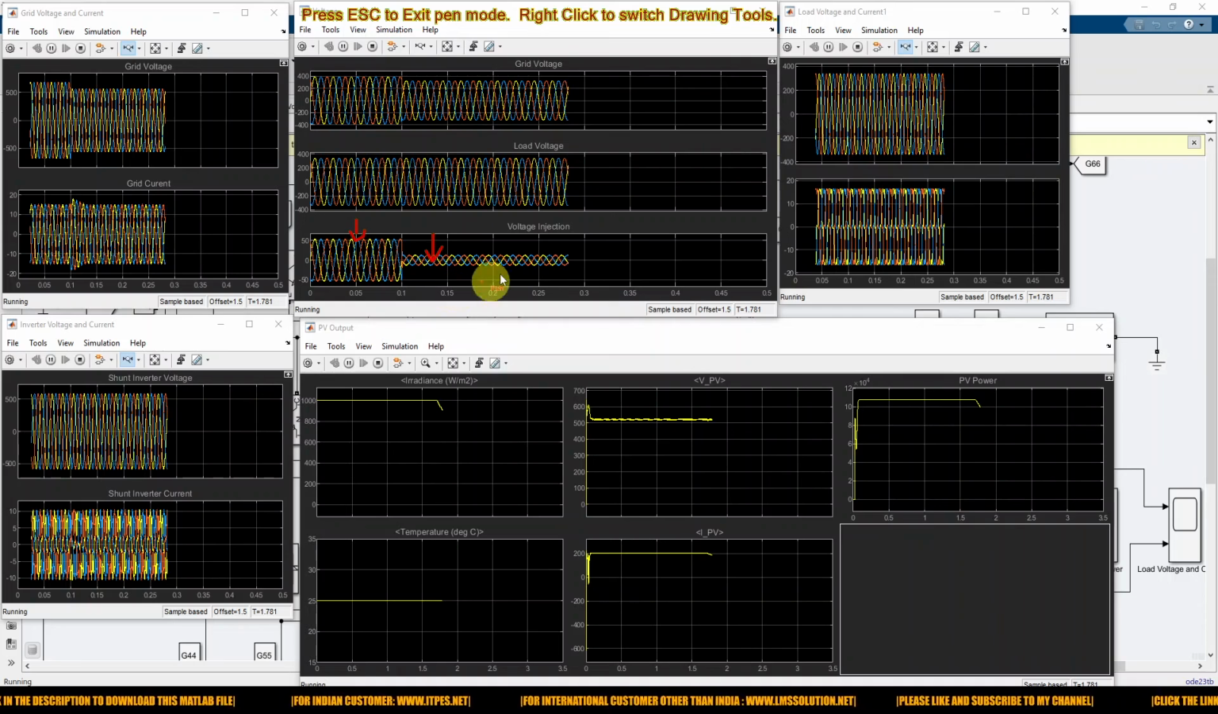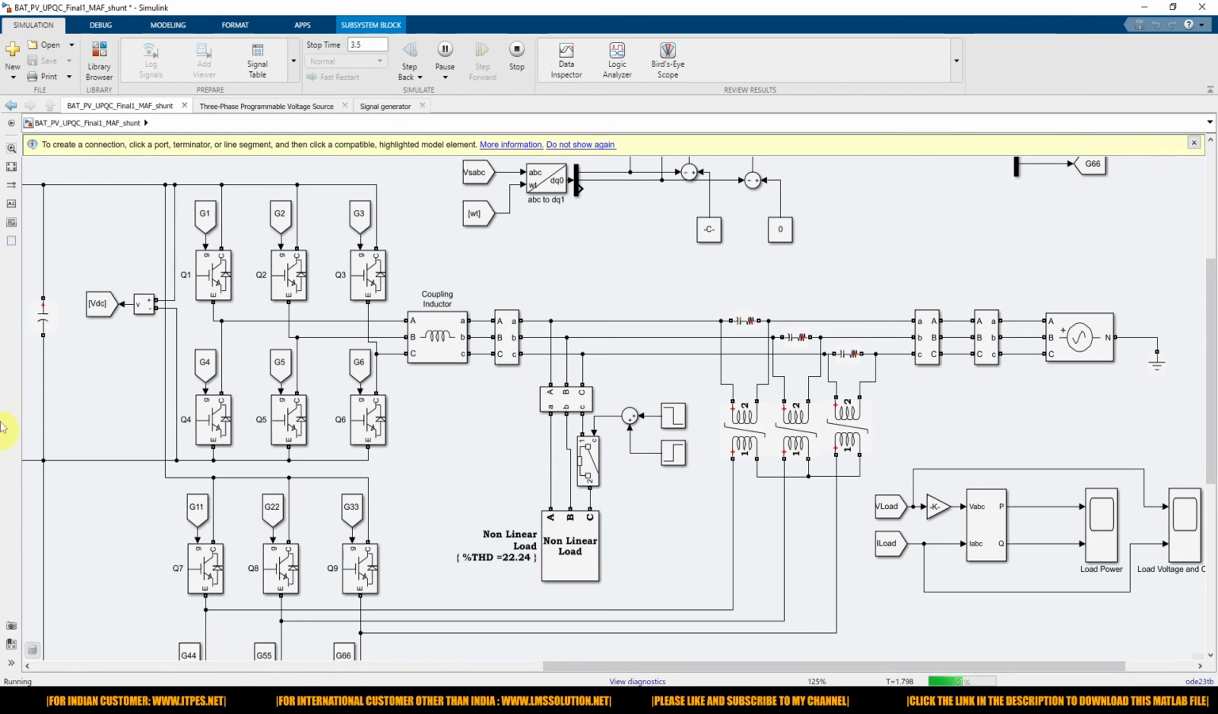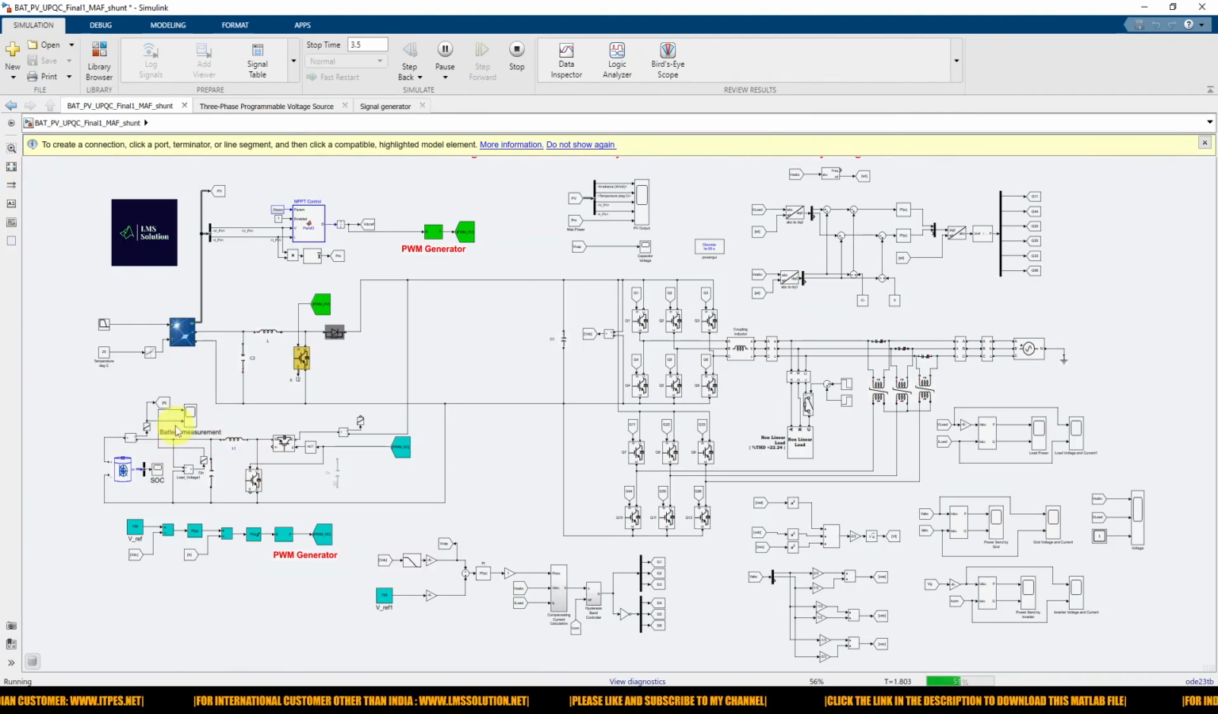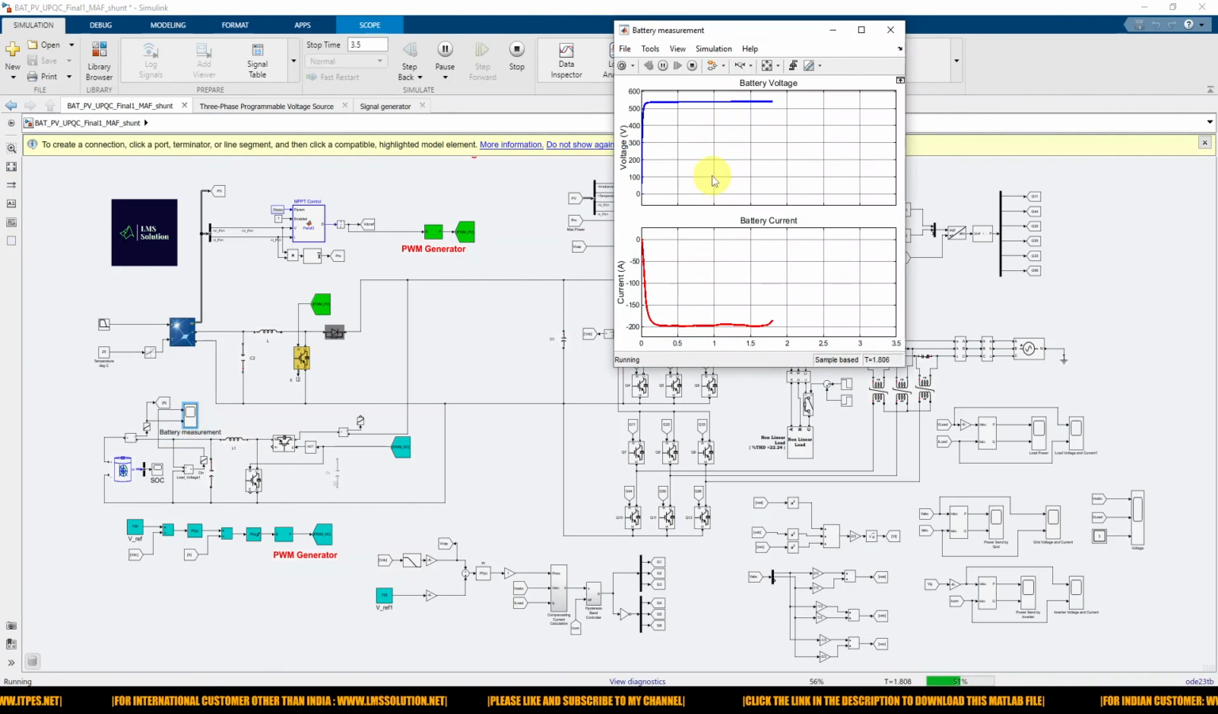Okay, so now the irradiation is reducing, so because of the reducing irradiation, what happened? The PV power is also reducing, and you can also see the battery details here. So we are using a battery here. Initially the solar PV has a higher amount of power, right? Because of that, the battery is in charging mode. Now the PV power keeps on reducing because of the reducing irradiation, so the charging current is reducing. Based upon the solar PV power, the battery is going to be in charging mode or discharging mode.